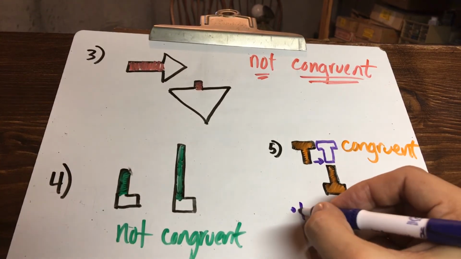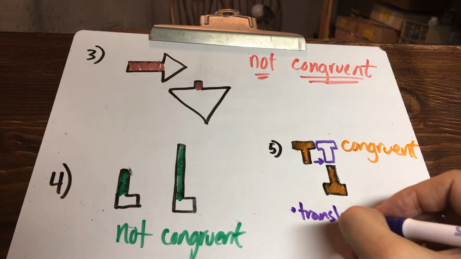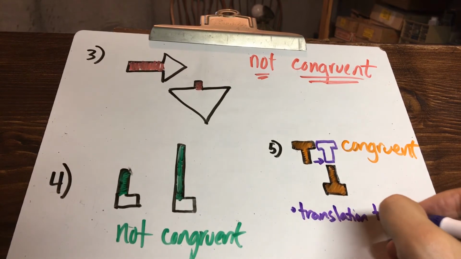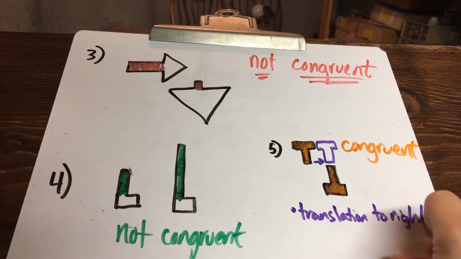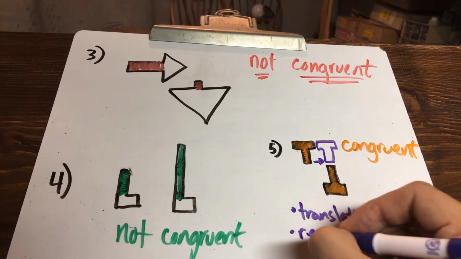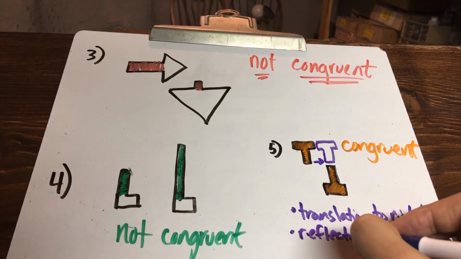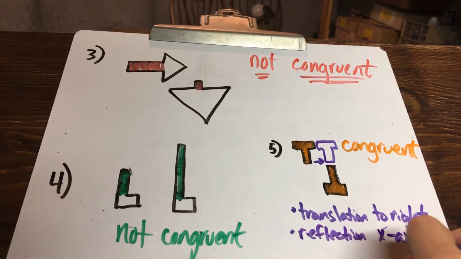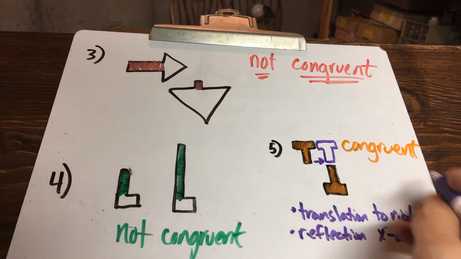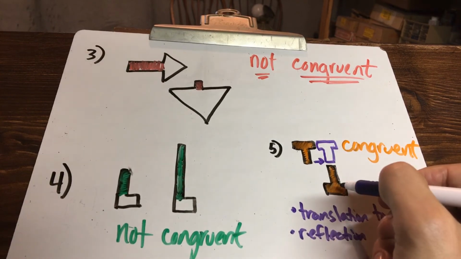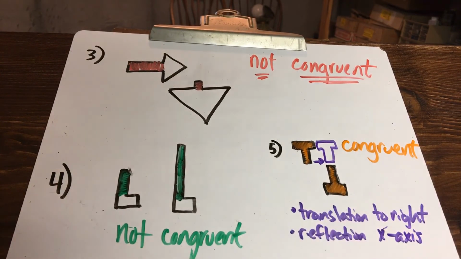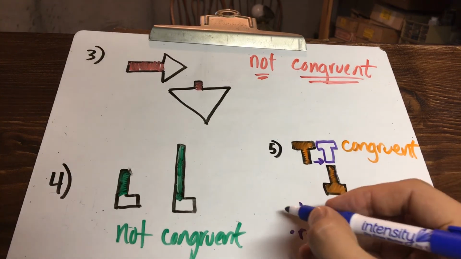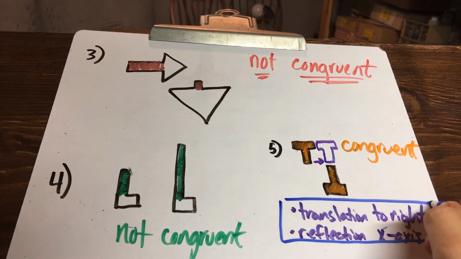You could do a slide or a translation to the right. And then you could do a reflection, right? Reflection over the x-axis, or reflection over a horizontal line, right? You could take it here and then you could flip it down. Or some people might be thinking, oh, well, wait a second. This is one answer, but there's a lot of answers you could pick on this one. This would work.